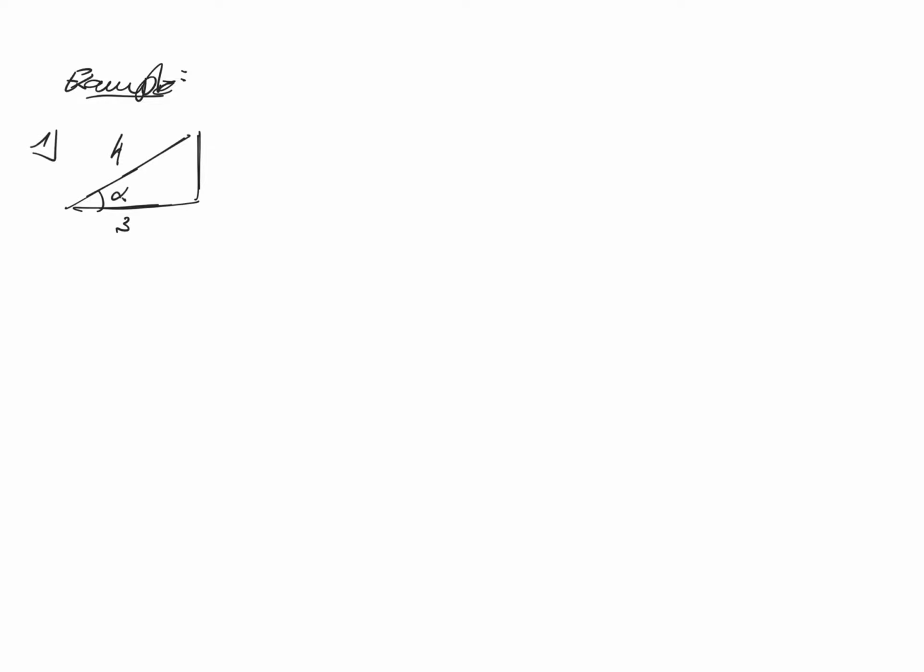What we then want to find, what we are looking for, are the trigonometric functions of alpha. So we want to know sine alpha, cosine alpha, and tangent alpha. So these three we have to find. To do this, the first thing that we need is to find this side. So what is the length of the side here? Let's call it x. And to find x, we just use the Pythagorean theorem.